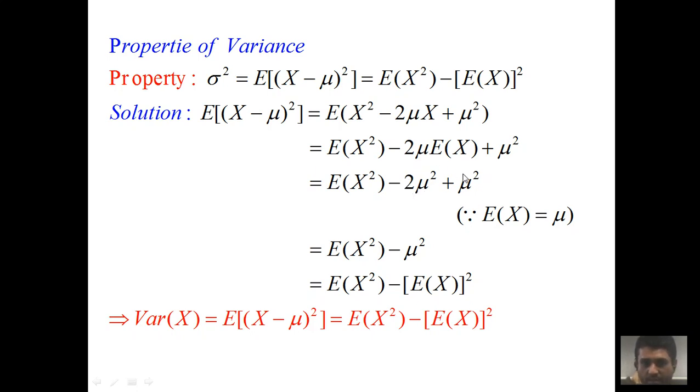By solving the last two terms, we get negative of mu square. The first term is as it is, E of X square minus mu square. Again using this property, mu is E of X, so that is E of X whole square. So we get the formula of variance: E of (X minus mu) whole square equals E of X square minus E of X whole square. Variance is written in terms of expectation only.